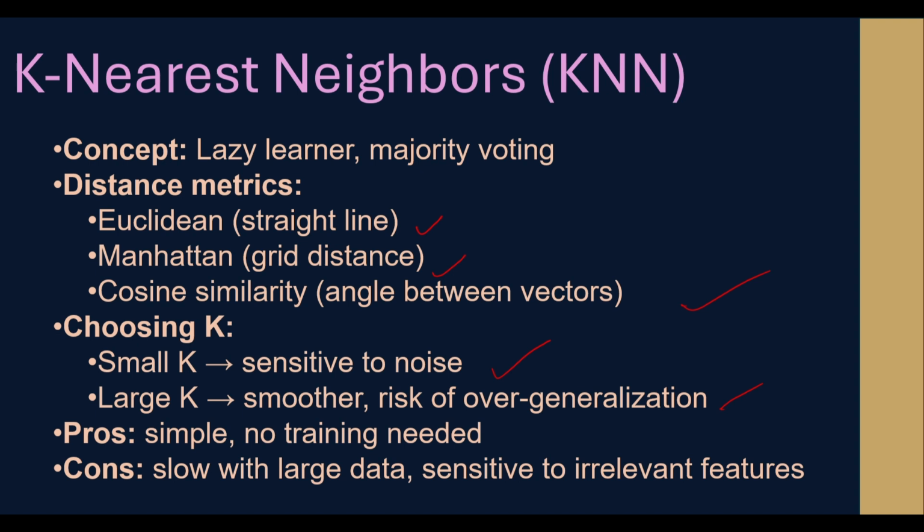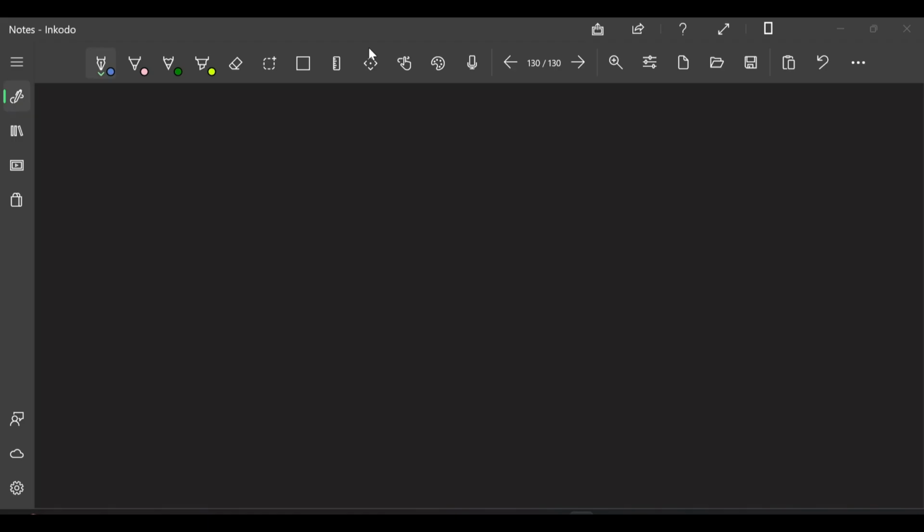Then there are some pros and cons. The pros are that it is simple and no training is needed, but the cons are that it is slow with large data and sensitive to irrelevant features. Let me go to the notepad for better visualization and understanding of KNN. So basically, KNN is K nearest neighbor.